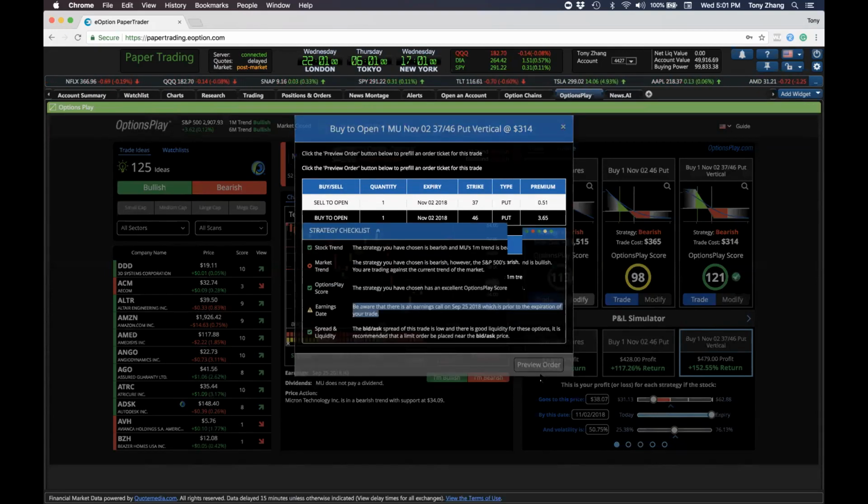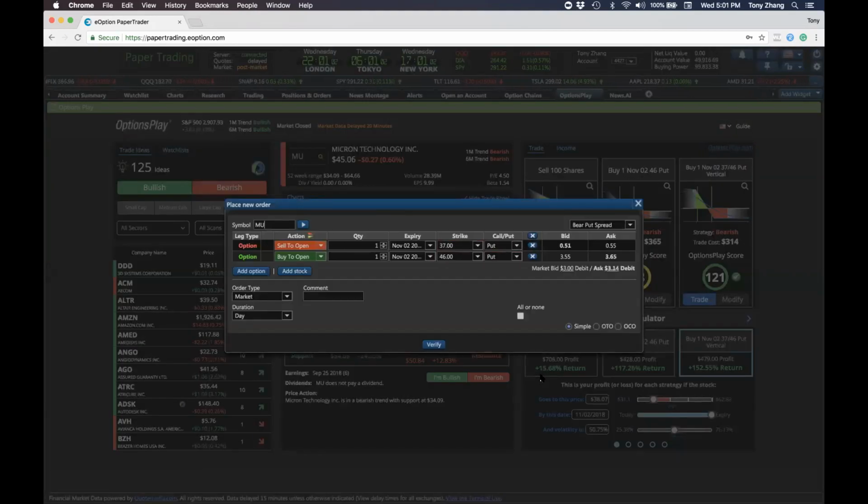And then if you're familiar, if you're okay with it, hitting the preview order button allows you to send this order for execution immediately, so that you don't have to spend any more time entering the orders or potentially making a mistake on your order entry screen.